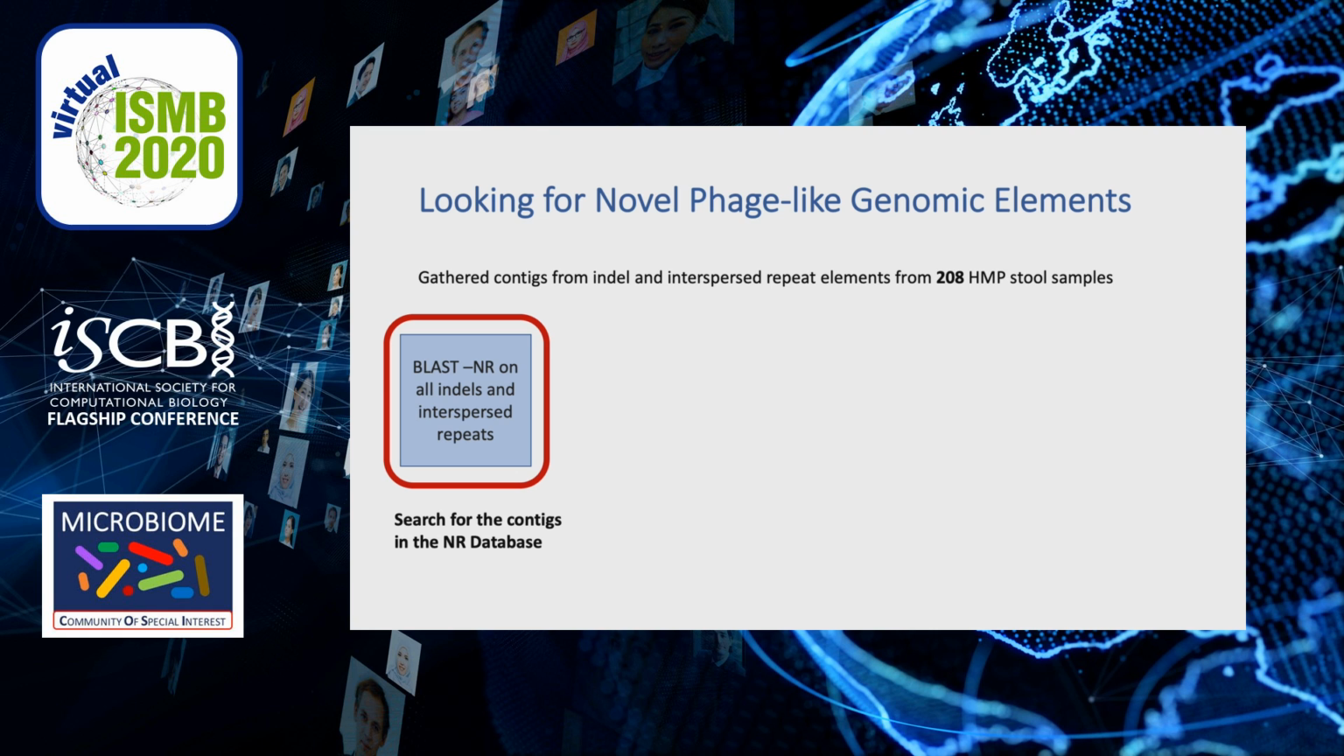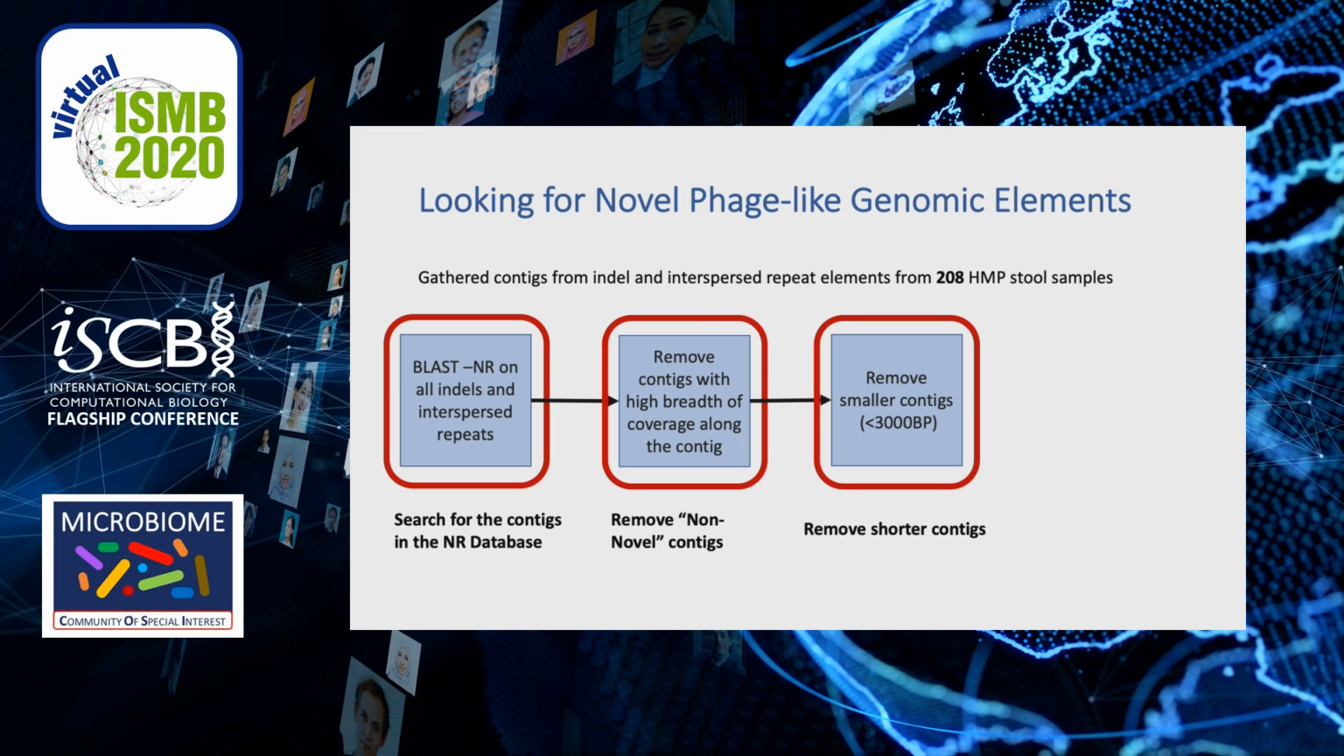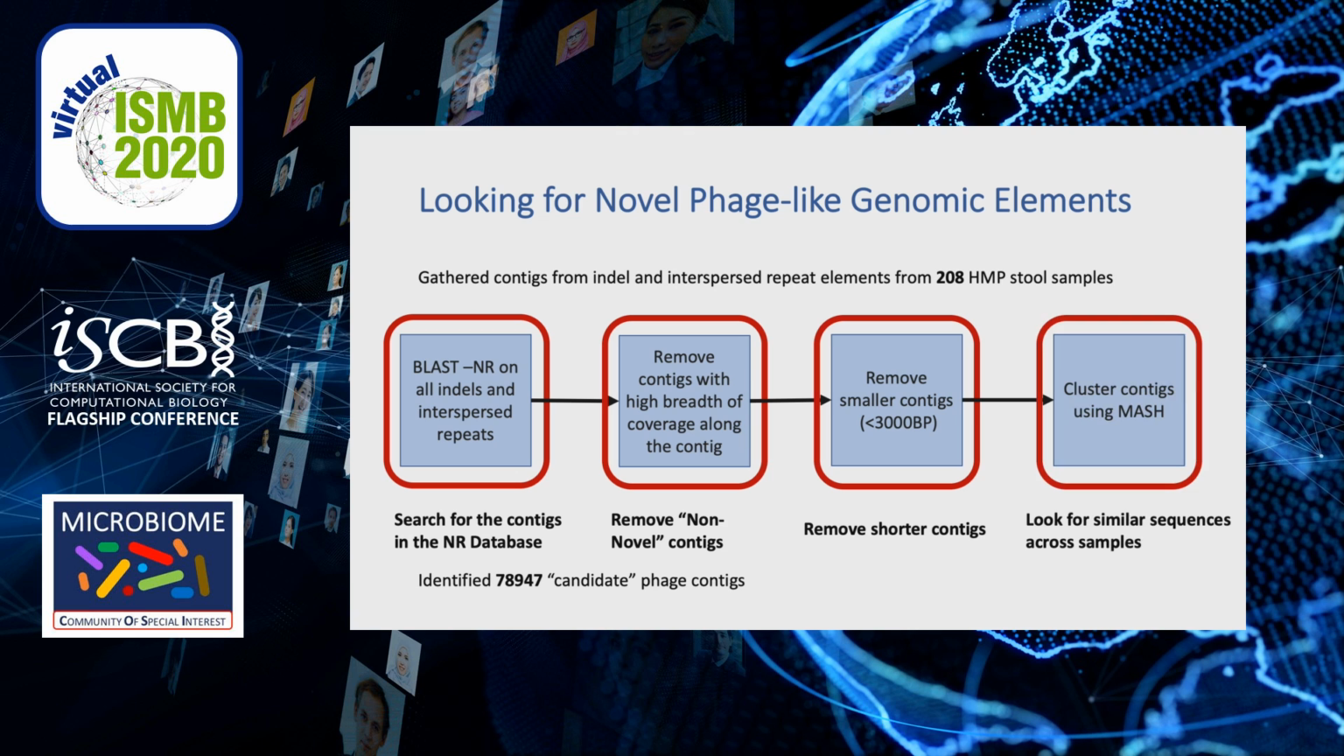To that end, we blasted all the contigs against the non-redundant database. We scored the contigs based on the breadth of coverage. The rationale behind this step being, if a contig is not very common, the breadth of coverage will be low. We removed contigs with high breadth of coverage. We also removed contigs smaller than 3000 base pairs from further analysis. At the end of the step, we were left with 78,947 candidate phage sequences.